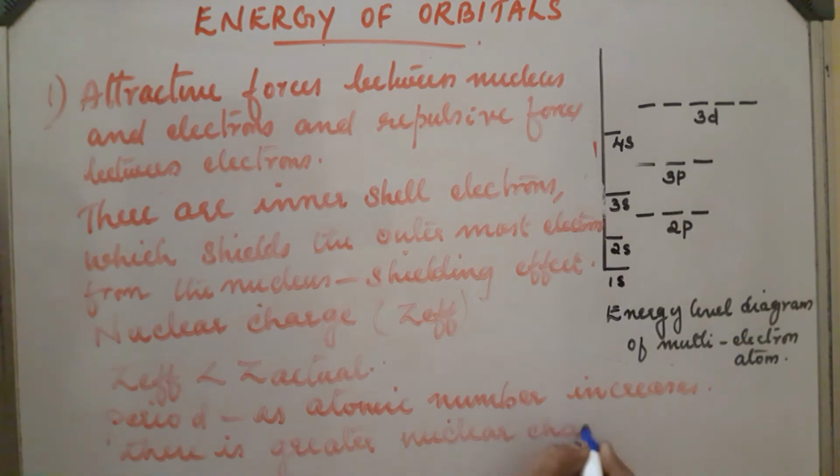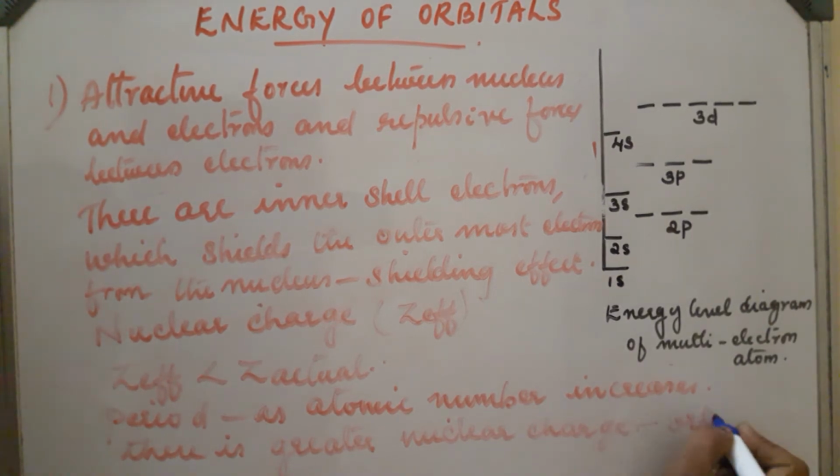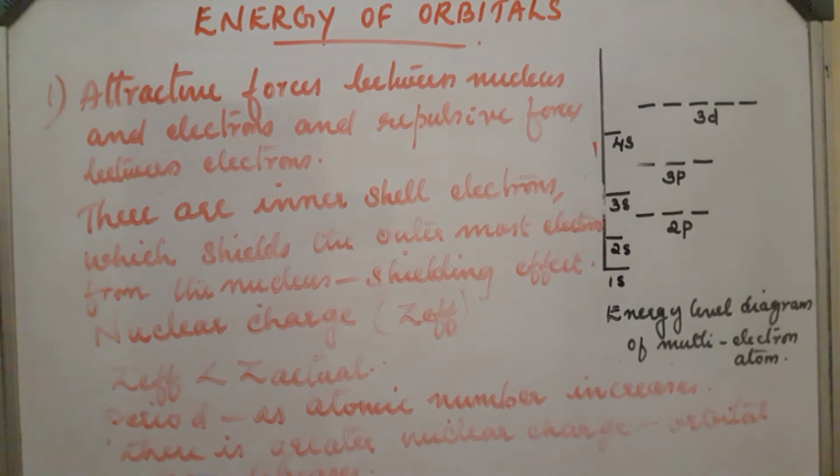Okay, so nuclear charge increases as the atomic number increases, because the nuclear attraction between the nucleus and the outermost electron increases. So as the atomic number increases, nuclear charge increases. So what will happen? Orbital energy decreases, or the atom becomes stable. We can see that as the atomic number increases, the orbital energy decreases, or the atom becomes more stable. Okay, this is the first point.